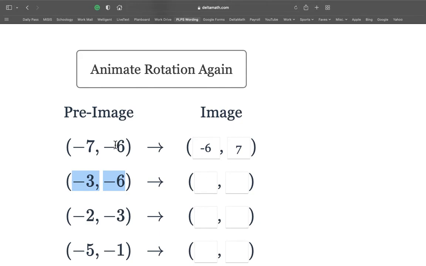I'm thinking this number, negative 6, stays the same. So this negative 6 is going to go here as well. And this negative 7 is going to become a positive 7. So this negative 3 is going to become positive 3. So negative 6, comma 3.